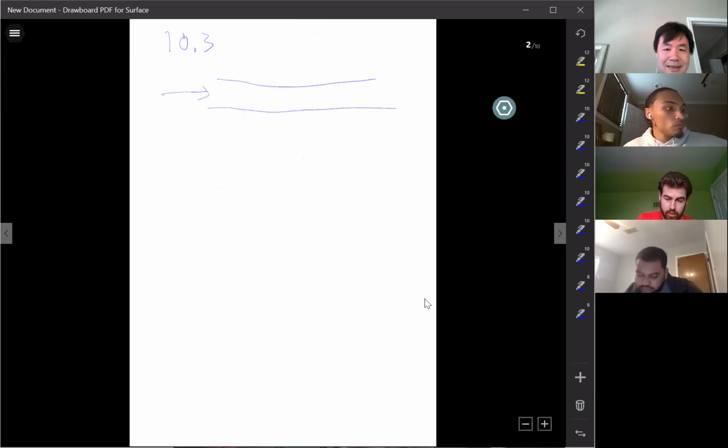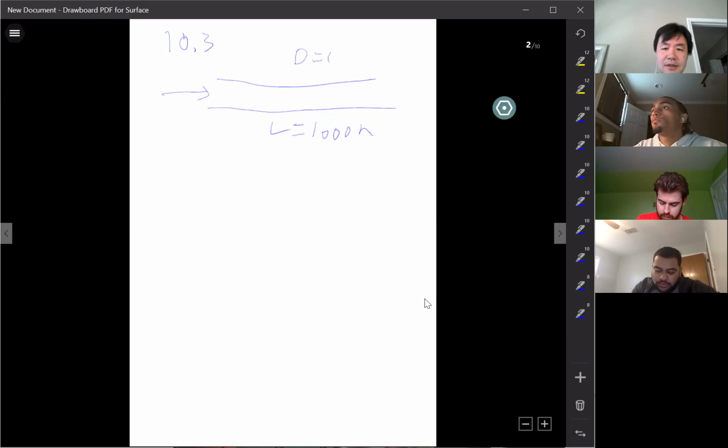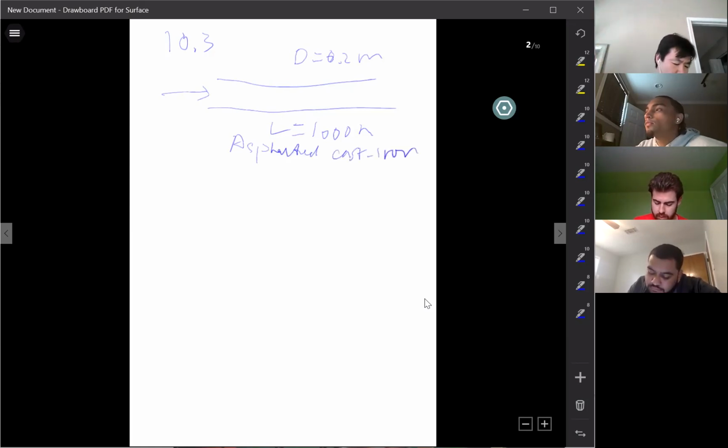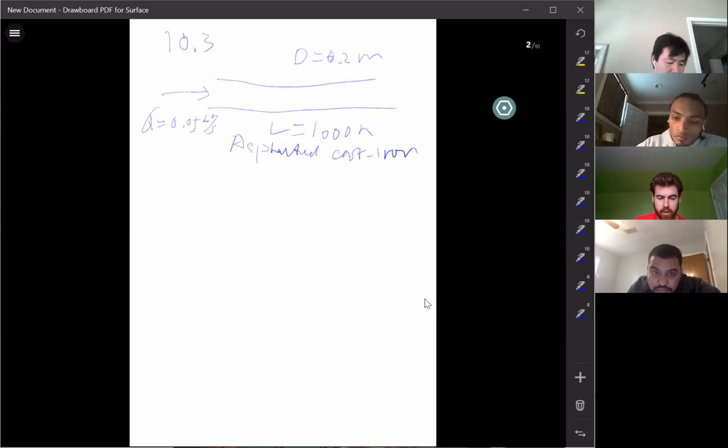The length of the pipe is 1,000 meters. The diameter is 0.2 meter. It's kind of a big pipe. The material is asphalted cast iron. How to spell? Asphalted cast iron pipe. The water flow rate is 0.05 cubic meter per second. What else? That's it, right?